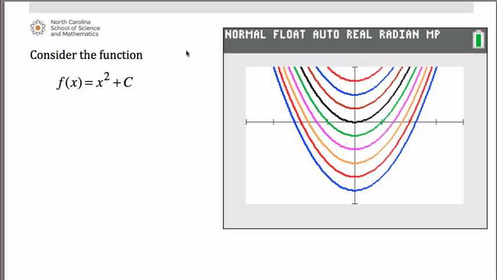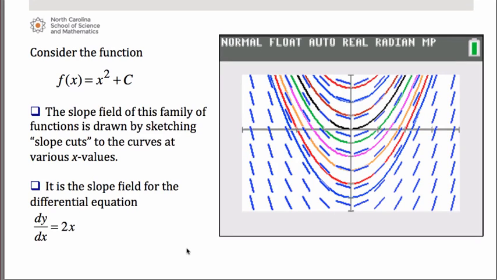Let's talk about the connection between a slope field and a possible solution for that differential equation. Consider the function f of x equals x squared plus c. You see it graphed here, and the plus c, of course, would vary the height of that parabola in the plane. The slope field for this family of functions is drawn by sketching slope cuts to the curves at various x values. It is the slope field for the differential equation dy/dx equals 2x. And if you take the derivative of that original function, you do get 2x.